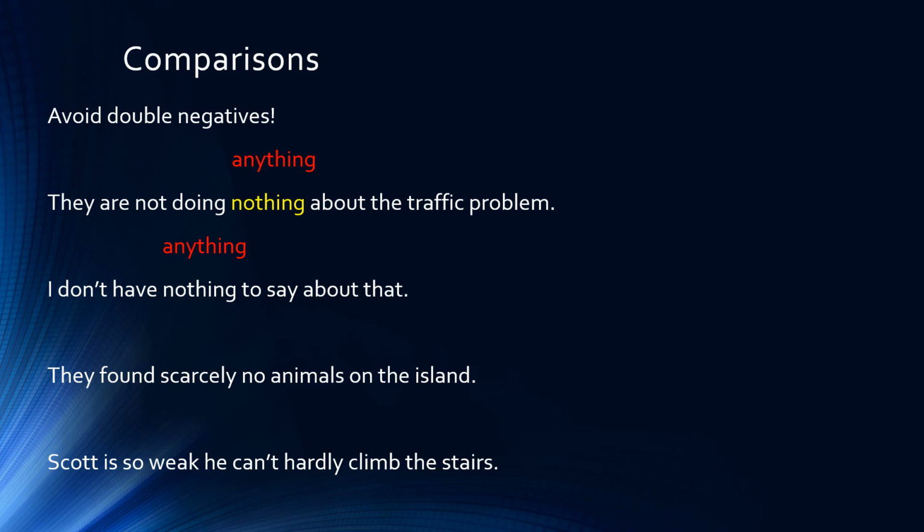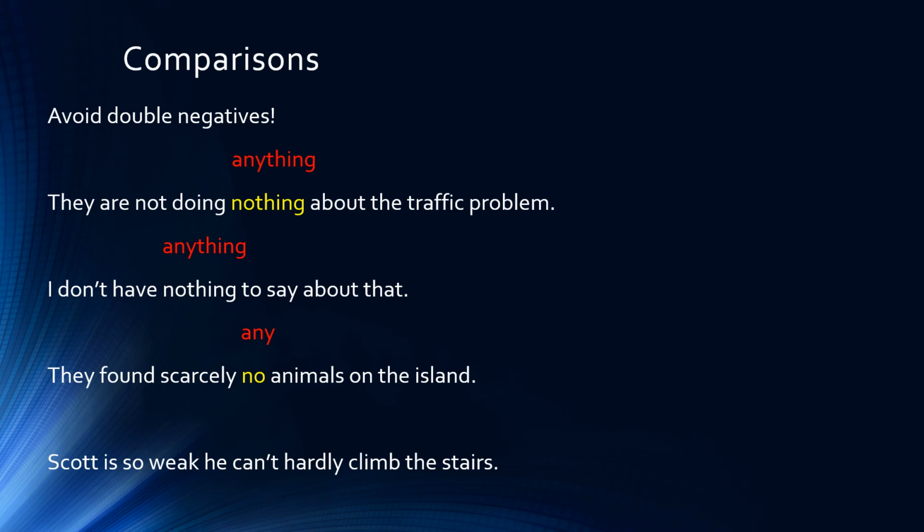Now, what about that third example? They found scarcely no animals on the island. Well, in our English language, scarcely is a negative word. So in the sentence they found scarcely no animals on the island, scarcely and no are two negatives back to back, so we again have a double negative. So now how would we correct that sentence? We would say they found scarcely any animals on the island. Instead of having the double negative, scarcely no, we would have they found scarcely any animals on the island.